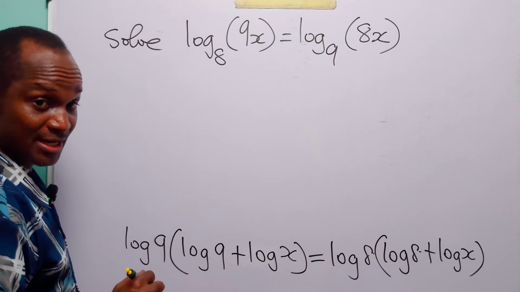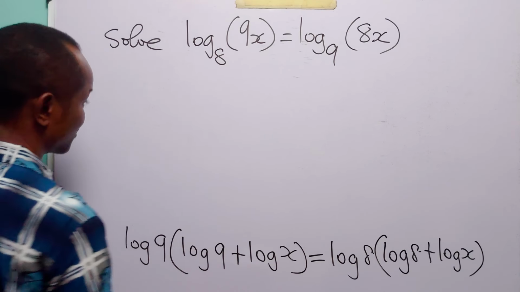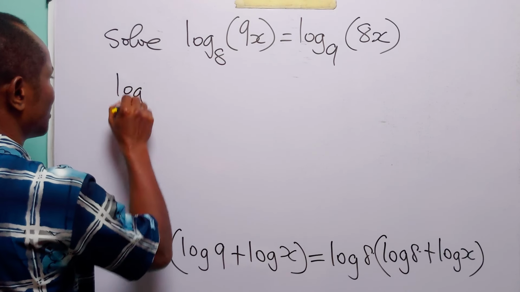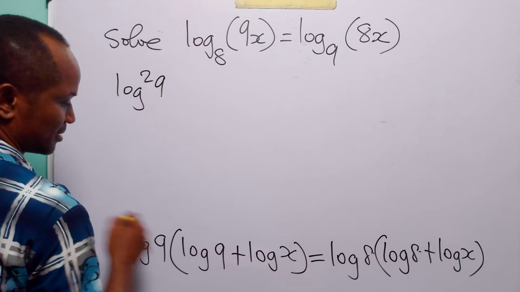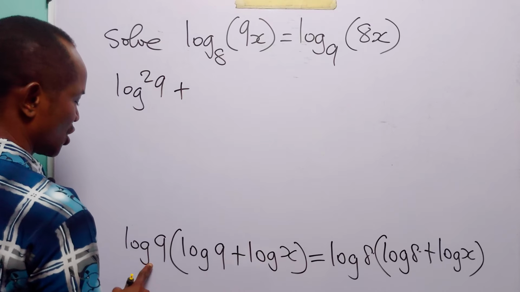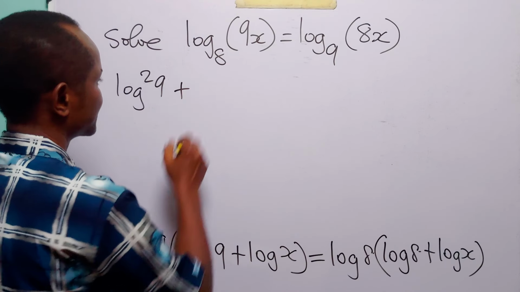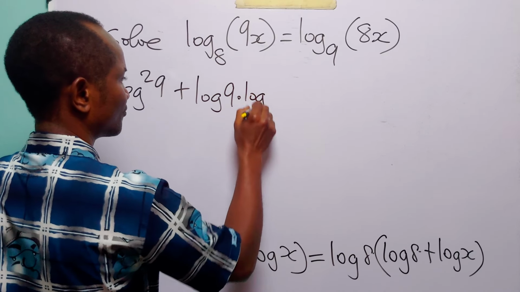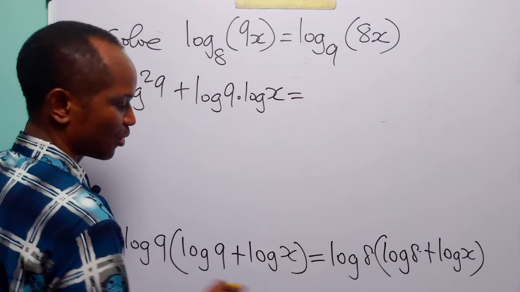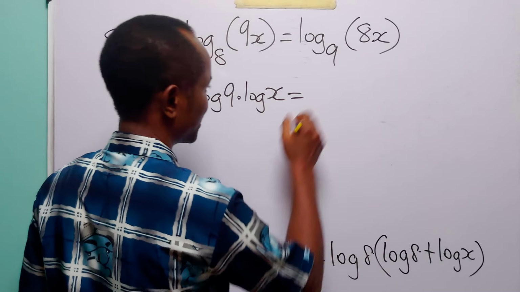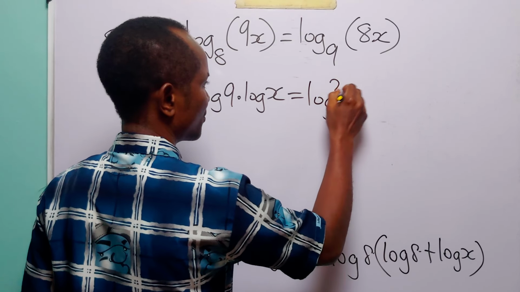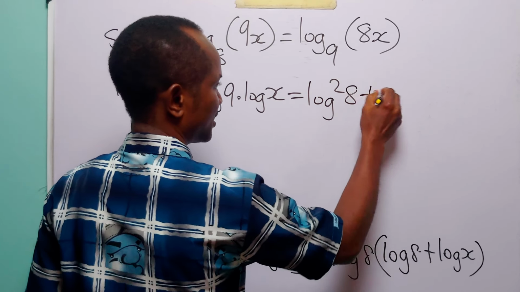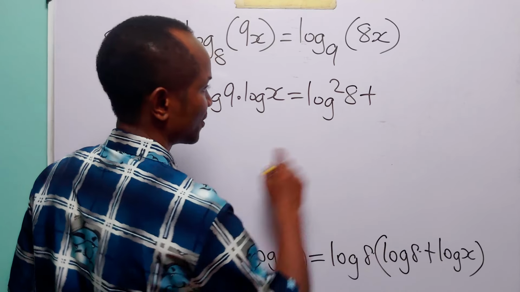And opening this bracket, we have log 9 times log 9, that is log squared 9, plus log 9 times log x. And this is equal to log 8 times log 8. Once more, we have log squared 8 plus log 8 times log x.